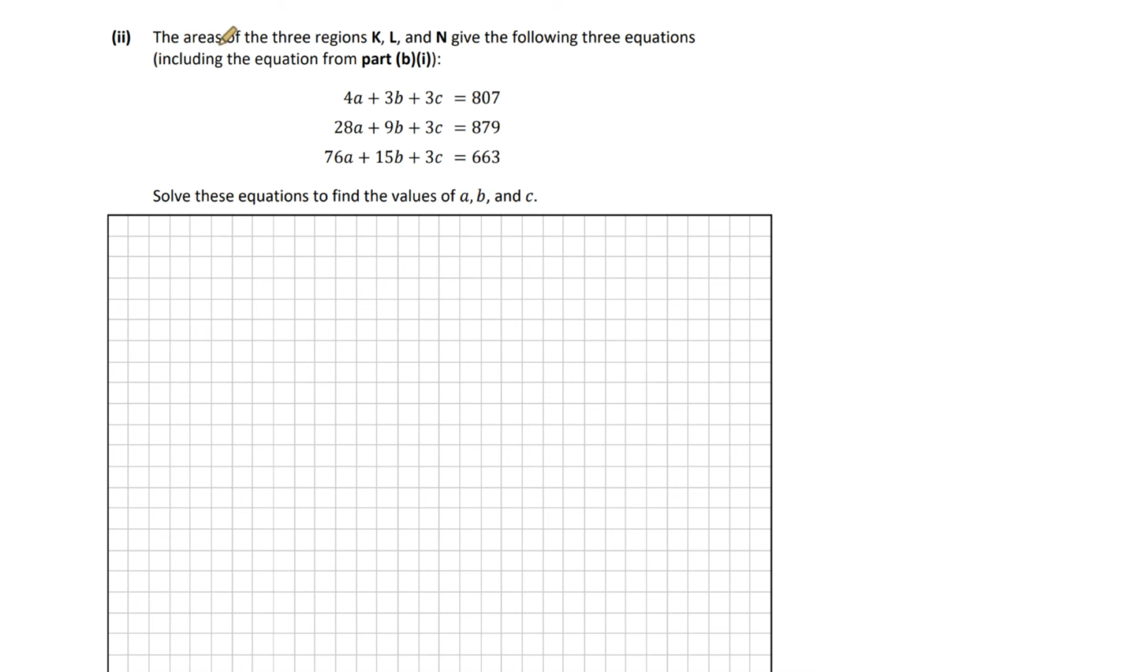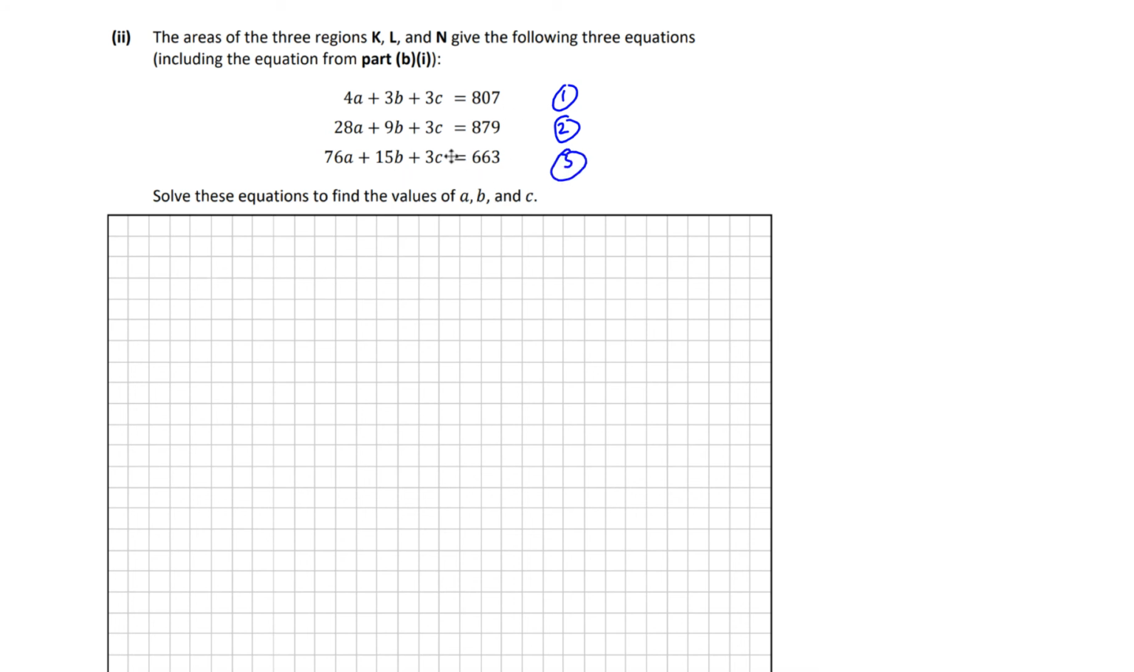Okay, part 2 then says the areas of the 3 regions K, L and N give the following 3 equations, including the equation from part B1. So they're the 3 equations. Now the first one we had shown, the other 2 they give to us. And they ask us to solve these equations to find the values of a, b, and c. So this is simultaneous equations, 3 equations with 3 variables in each. It's not too bad though, because you can see that we've got 3c appearing in all 3 equations. So if I number these equations, I'll call this equation 1, this equation 2, and this equation 3.